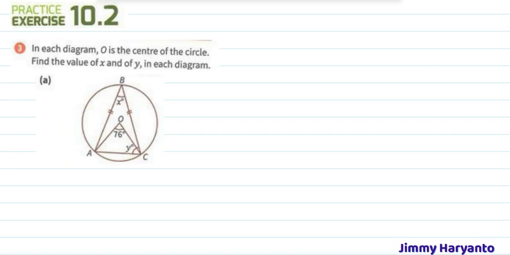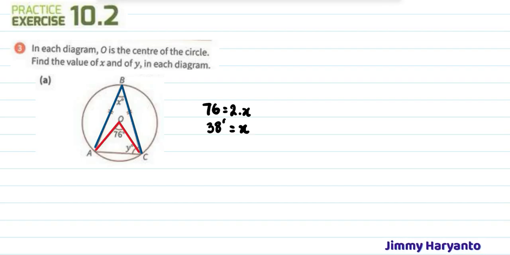In each diagram, O is the center, X and Y. Okay, first I think we can find the X using this center angle of center. This is the circumference, so the center angle will be 2 times the circumference. X equals to 38 degree, so X equals to 38 degree.